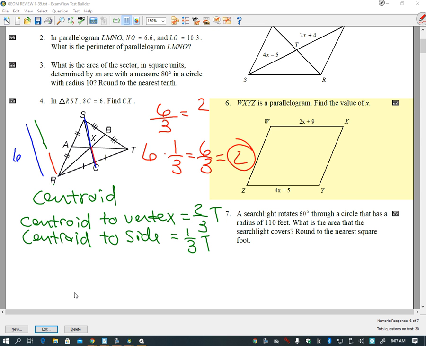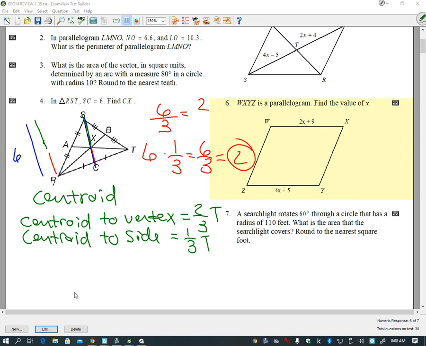Now, if they had been asking instead for XS, what would that be? It would be 2/3 of 6. Half of 6 would be 3, so it'd be 4, right? If one third is two, then two thirds would be double one third, so you just take two times two, and you'd get four that way as well. Or you take six times two thirds. Six times two is 12, and 12 divided by three is four. So there's multiple ways to get that length. Does this make any sense?